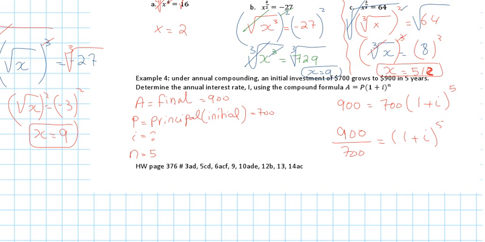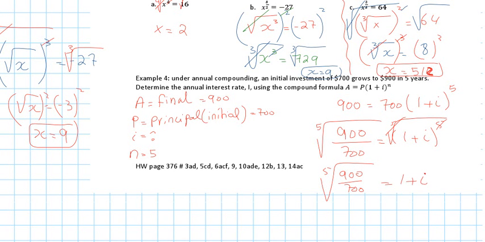What do you want to do after that? Get rid of the exponent. To get rid of the exponent, I have to do the fifth root. That is going to get rid of the 5. So I have the fifth root of 900 over 700. You can't find exactly what 900 over 700 is, but leave it to a few decimal places.